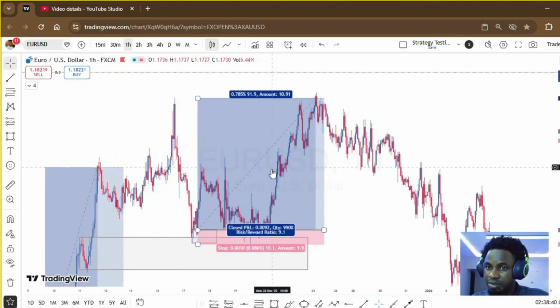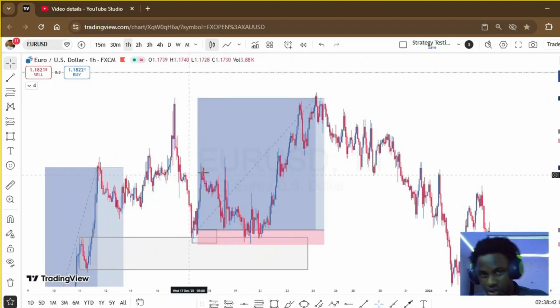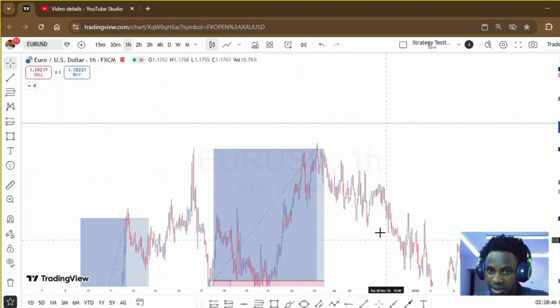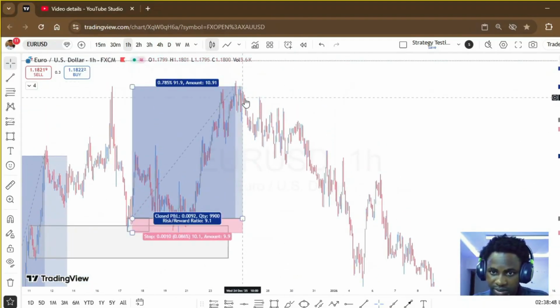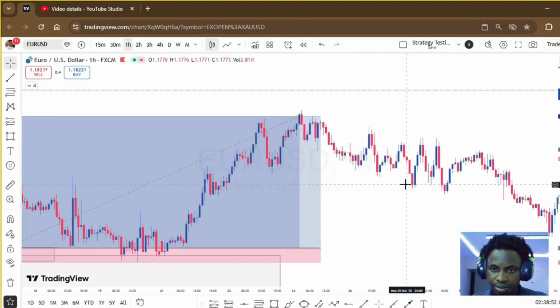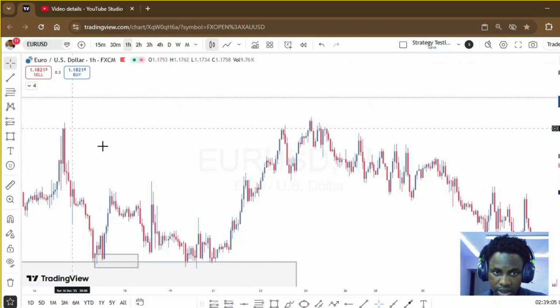And this one I had a full TP on, and this is a reward of 1 to 9. So that's a very nice one. And immediately price even hit our TP, the reversal was massive. The reversal was massive. And when the reversal was going, let's see, we swept above this a little bit.